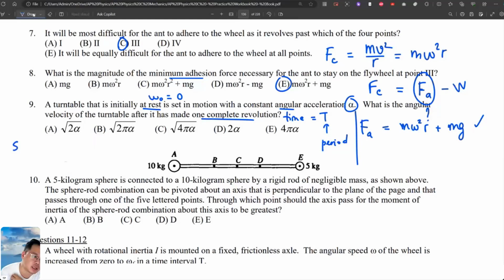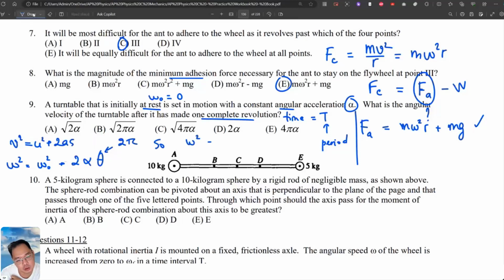Okay, good. Like v squared equals u squared plus 2as, we have omega squared equals omega 0 squared plus 2 times alpha, the angular acceleration, times the angle it rotates, and one complete revolution means that the angle theta is 2 pi. With omega 0 being 0, we have omega squared equal to 4 pi times alpha, and therefore omega is the square root of 4 pi alpha, meaning answer C.